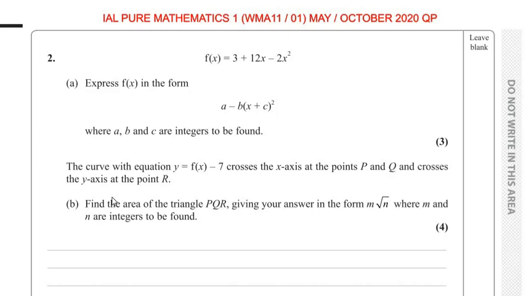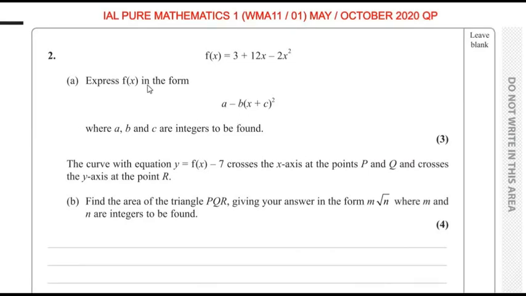In this video we are going to solve examples from the Quadratic chapter from International Advanced Level Pure Mathematics 1, having the subject code WMA1101, from the May-October 2020 question paper till the June 2021 question paper. So let us start with the first question.